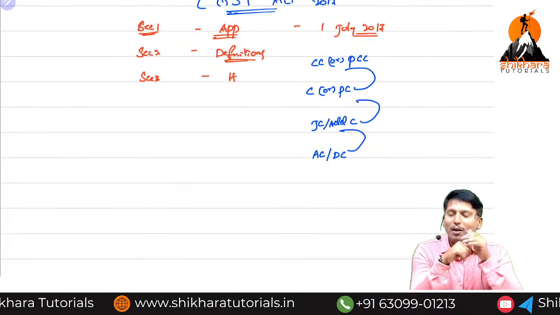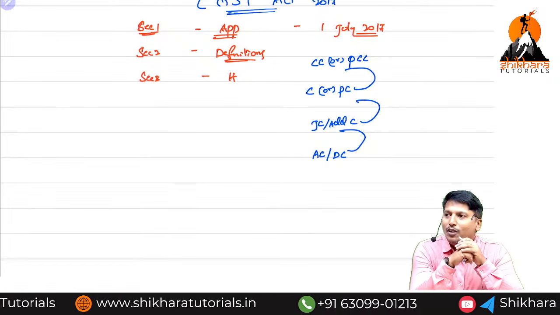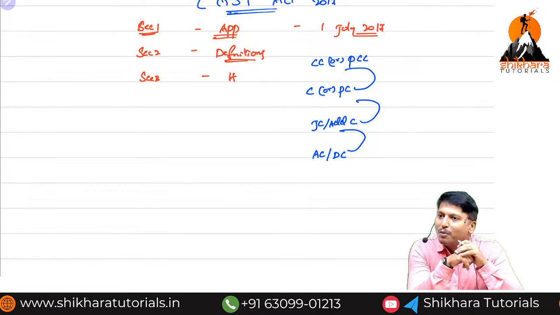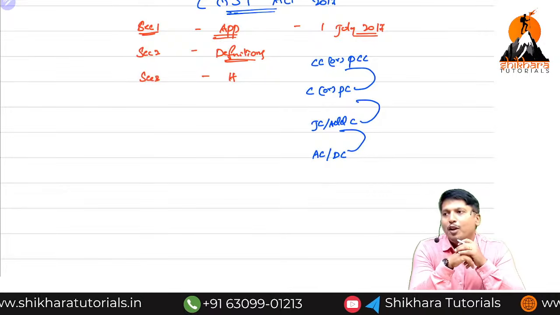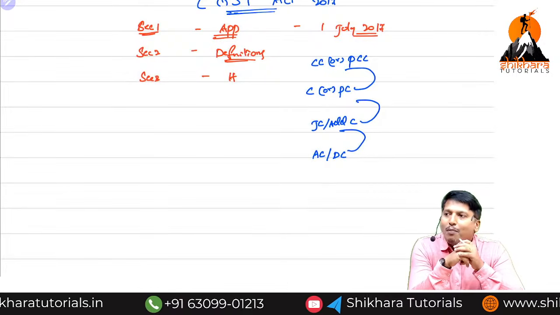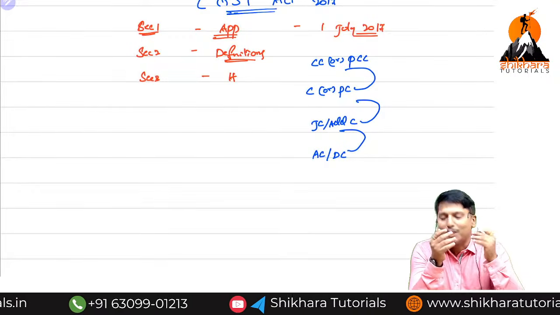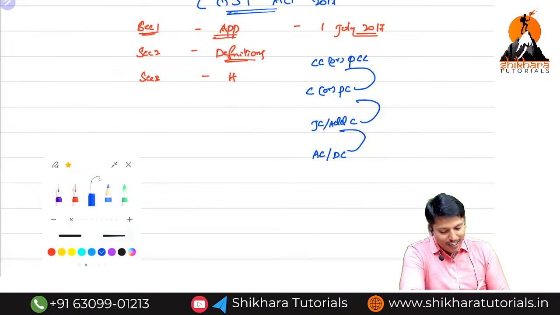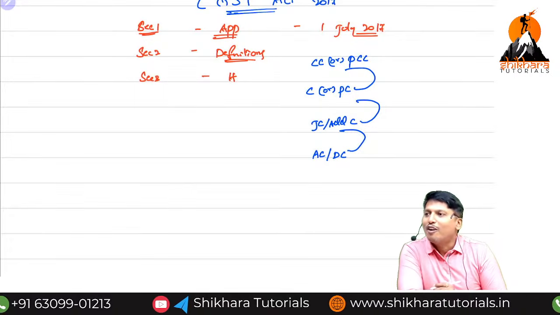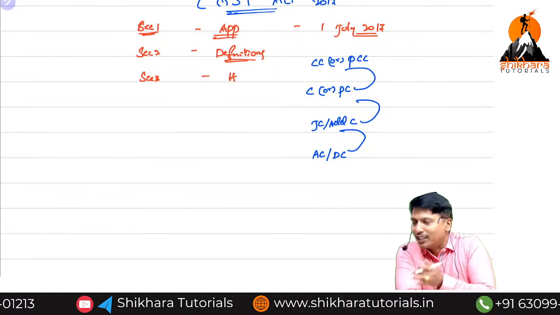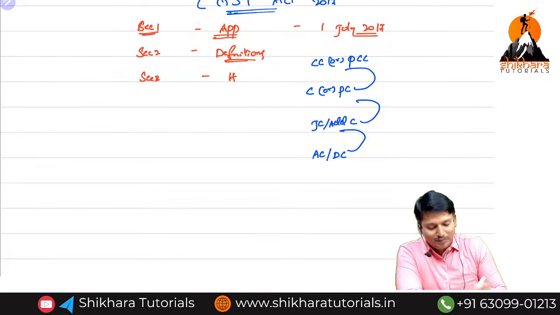So assistant commissioner and deputy commissioner are reportable to joint or additional commissioner. Joint or additional commissioner is reportable to commissioner or principal commissioner. Commissioner or principal commissioner is reportable to chief commissioner or principal chief commissioner. This is section 3, hierarchy of officers, step by step level, which means from subordinate to superior.